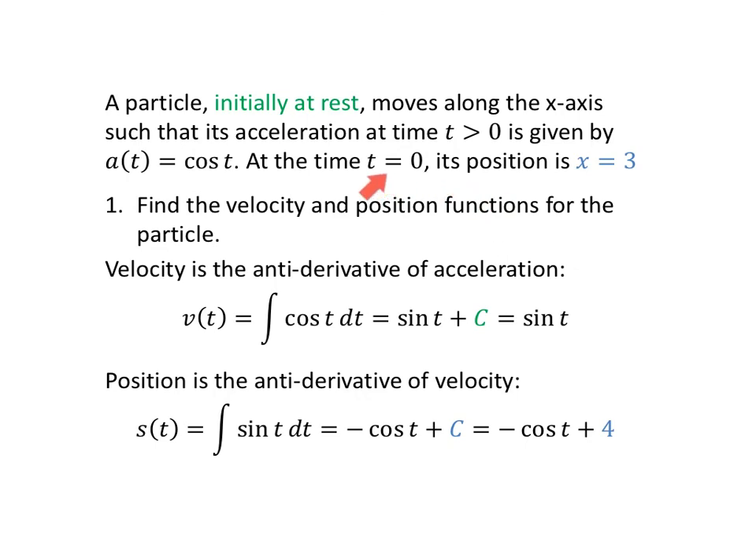So when time is 0, I know that cosine of 0 is 1. So this is negative 1 plus c equals 3. Add 1 to both sides, and I'll get c equals 4. And I have my position and velocity functions for my acceleration.